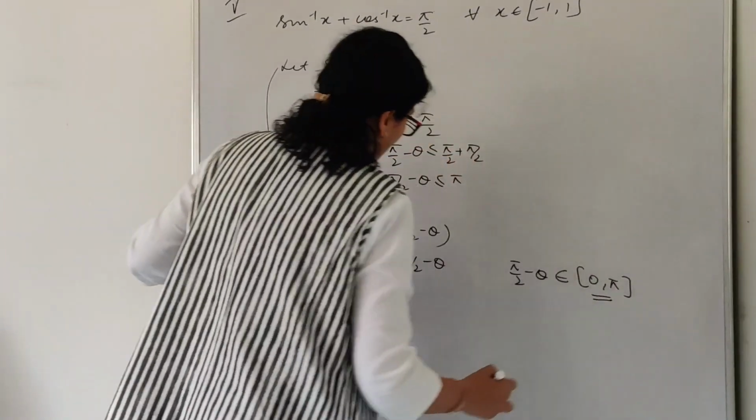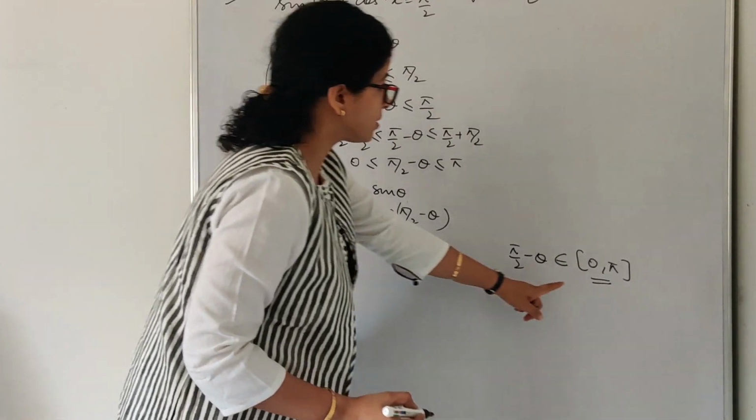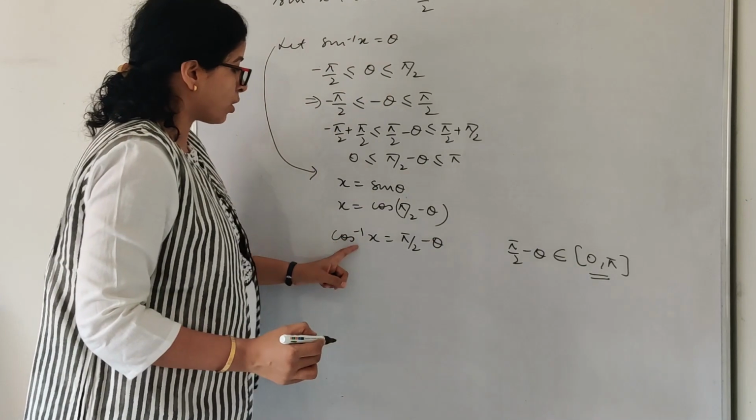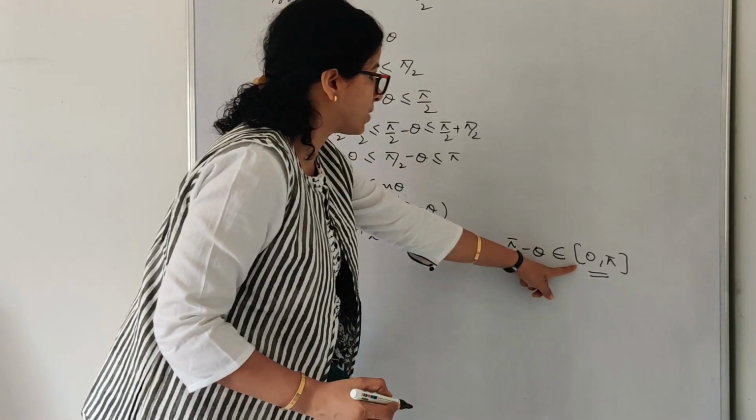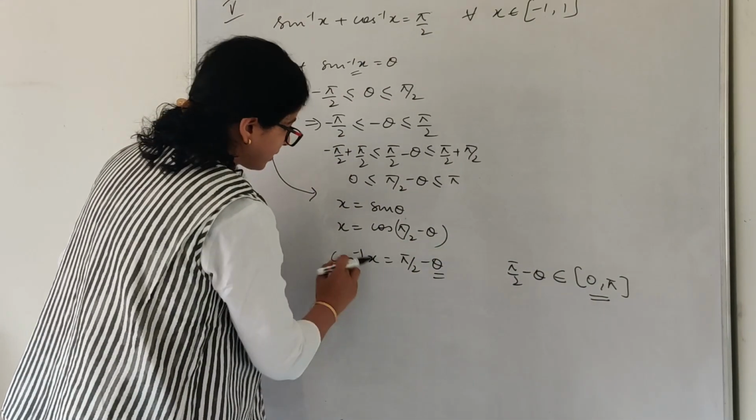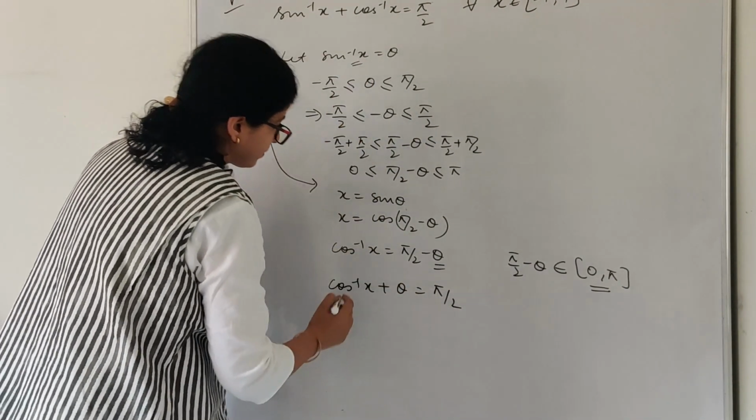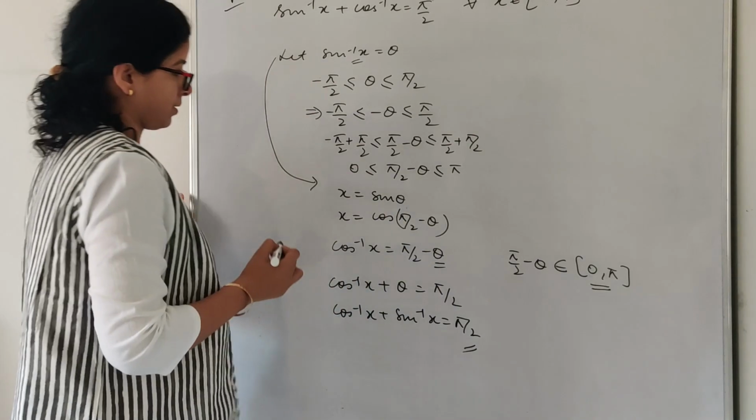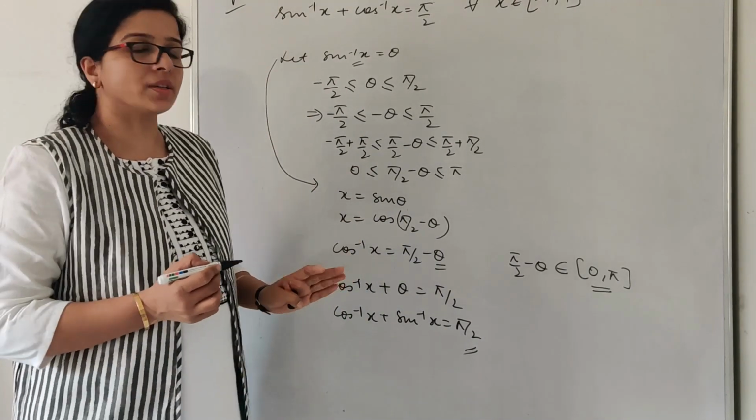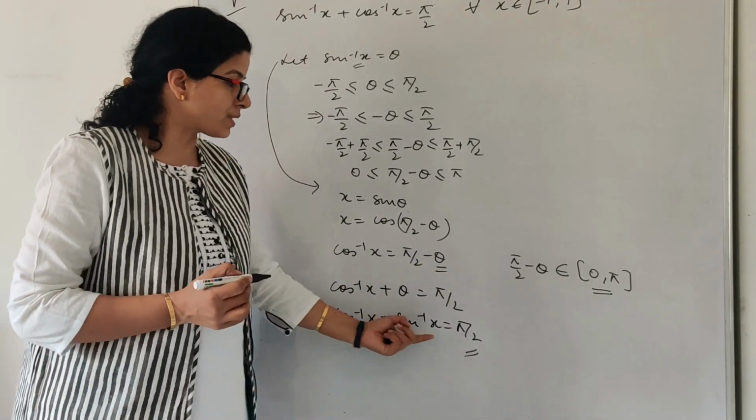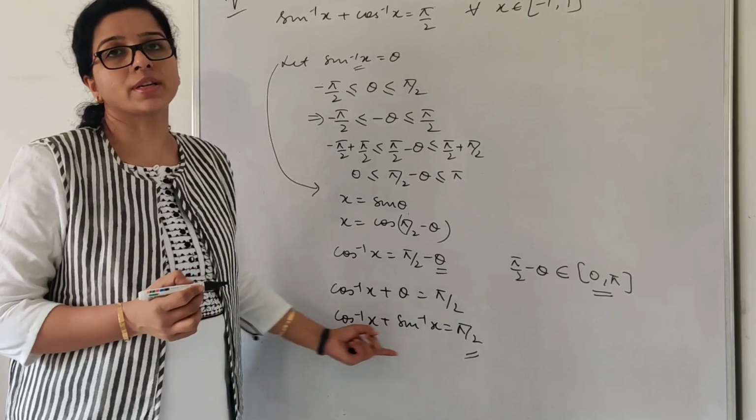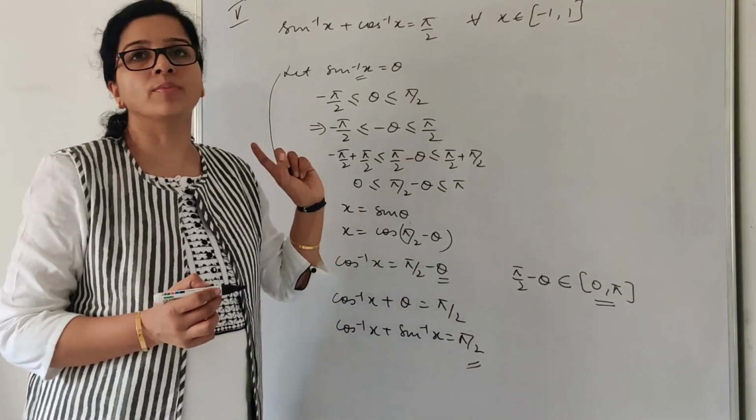It means I am done, because the cos inverse range is 0 to pi. So my cos inverse x belongs to this range. So I can take theta to that side. Now I'll substitute the value of theta from here. So done. Similarly, I can prove the other parts: cot inverse x plus tan inverse x is equal to pi by 2, or secant inverse x plus cosecant inverse x equals pi by 2.